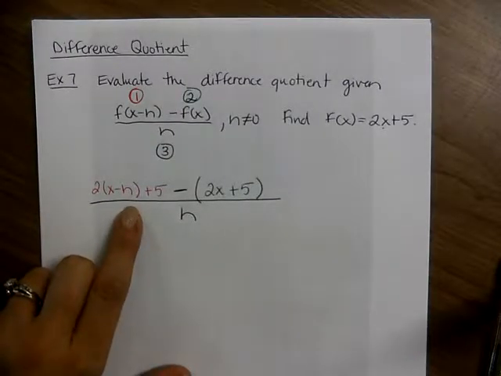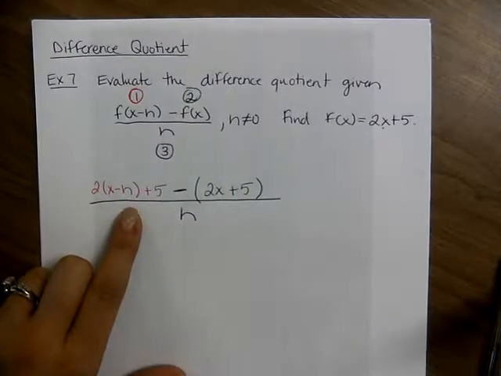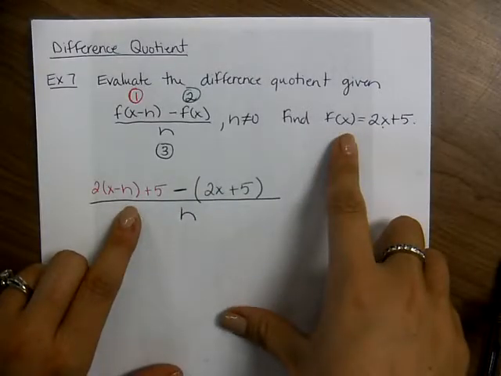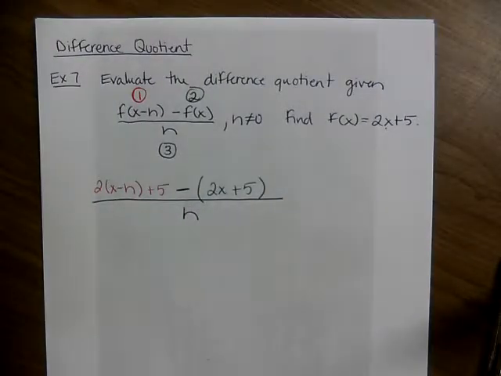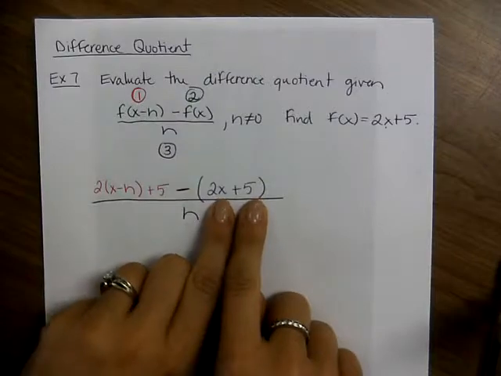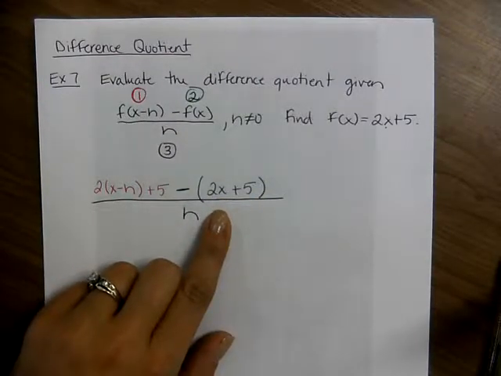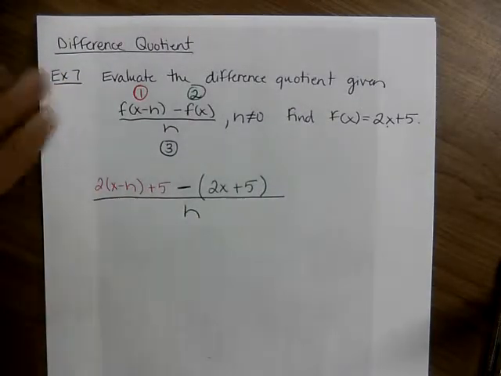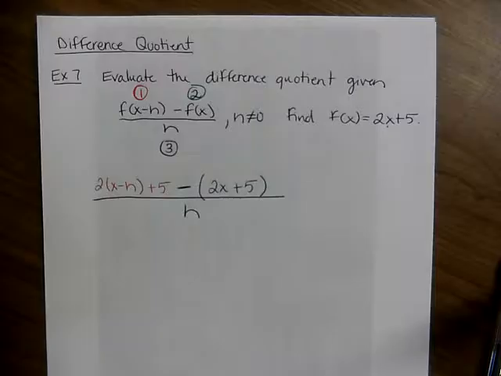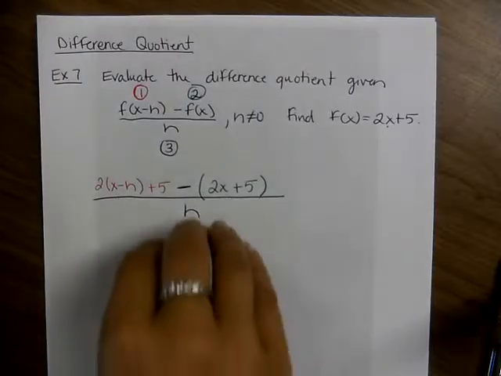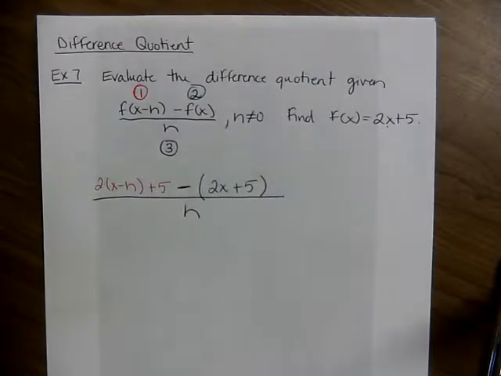Now step 2 says, okay, subtract f of x. This is f of x, so I have to subtract the entire quantity, so I have to put that in parentheses. I want to remember I have to subtract the 2x and the 5, so I have to distribute that negative sign to both. Then finally take that whole thing and divide by h. This is the hard part. The easy part is what we're going to do next, okay?